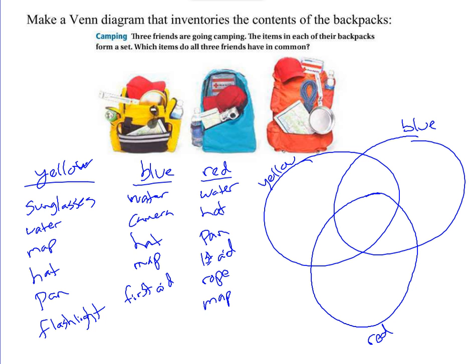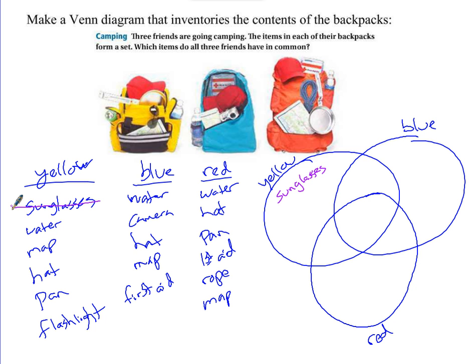So what I do is I start with my first list, yellow, and I'm going to pick that first item, sunglasses, and I'm going to look to see if there's sunglasses in any of these other backpacks. And there aren't. So that means that sunglasses is only in the yellow backpack, so I'm putting sunglasses in only the yellow portion of the Venn diagram, and then I'm going to check it off. Done.